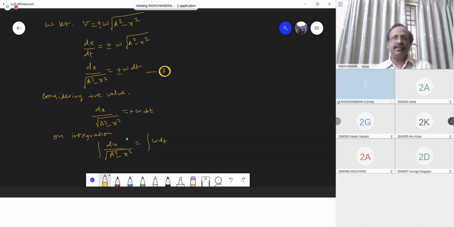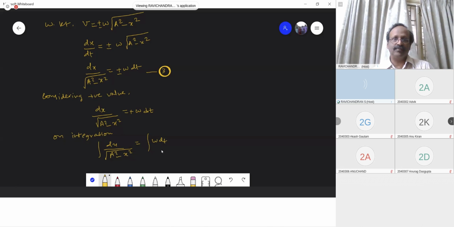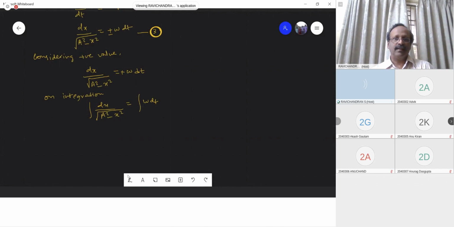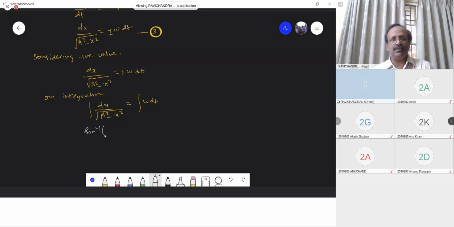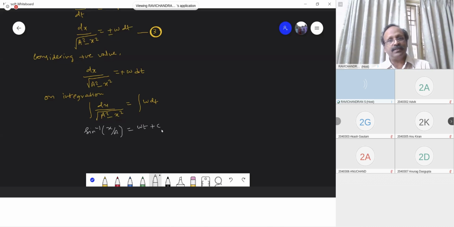Remember the integral that I used here does not have any limits. If there are no limits, then I have to put a constant of integration. That part must be very clear. On integration of this one, this becomes sine inverse of x by a. It's a standard equation. You would have learned it in mathematics. It is equal to omega t plus c, where c is the constant of integration, which must be calculated from the boundary condition.